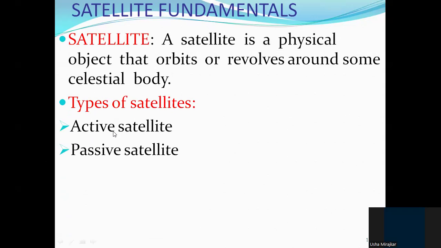Now, what is an active satellite? What is the difference between active and passive satellites? In the case of the active satellite, it will receive the signal from the Earth station, filter it, amplify the signal and retransmit it. That is the active satellite. Whereas the passive satellite will only act as a reflector. It is not providing any amplification. That is the passive satellite.